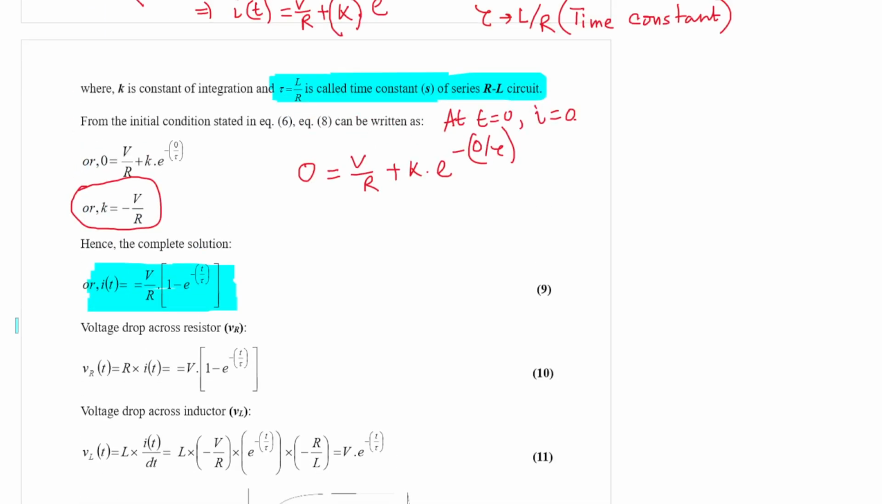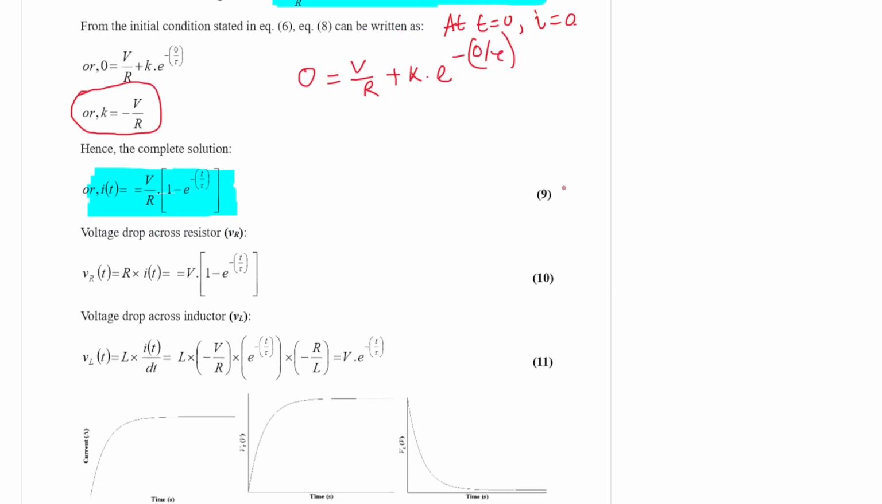Now let us first try to plot what the nature of i(t) will be. Let us use time on the x-axis, and on the y-axis let us consider i(t).